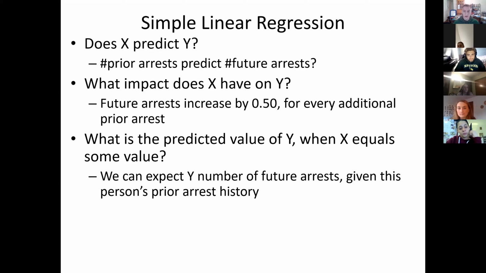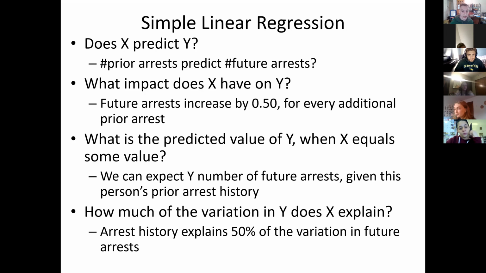And then you can also ask, what is the predicted value of y? The dependent variable is often labeled y, so what is the dependent variable predicted to be when x, the independent variable, is some value? In the case of future arrests being predicted by prior arrests, if we have so many prior arrests, how many future arrests can we expect based on the observed data? So that's another thing that regression is doing.